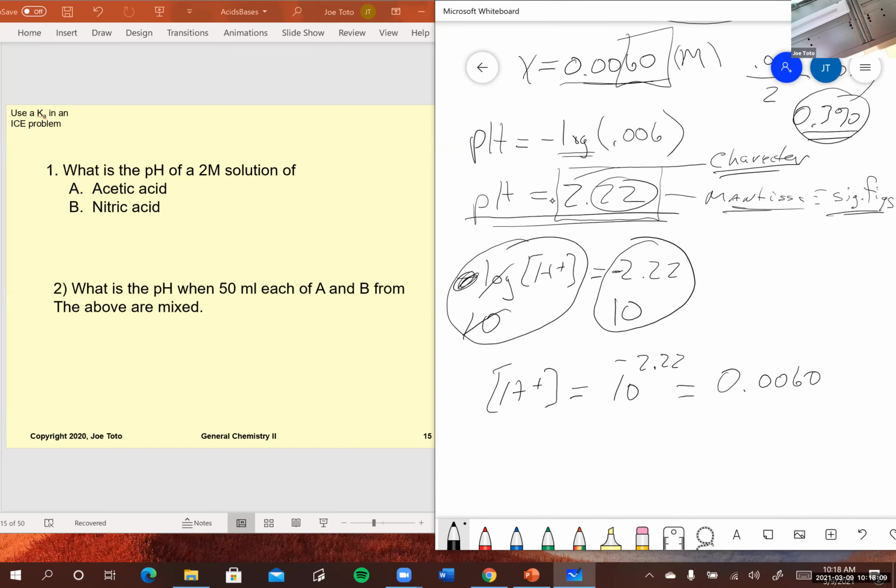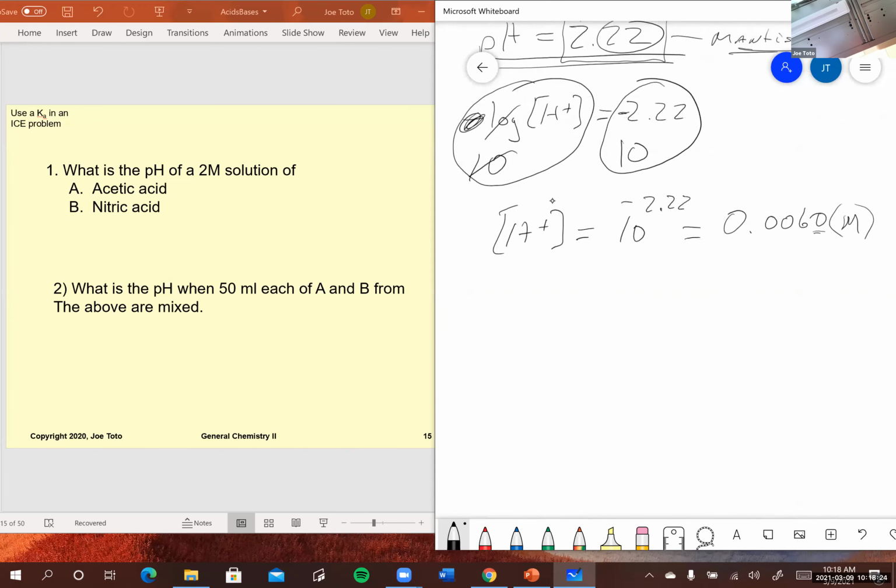Yeah, and my calculator says 0.006, but I know that it has 2 significant figures, so I have to add that last 0. All right. Any questions on that? So you got a little lesson on mantissa and characteristic and pH and how it's not a number, but when you use it to get your concentration, you're converting it back to a number. And so you have to maintain those significant figures.